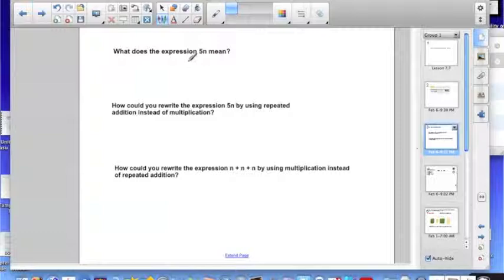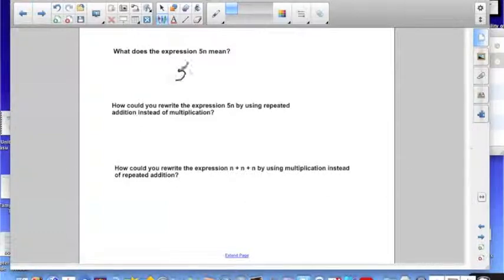What does the expression 5n mean? It means 5 times n. You're multiplying the coefficient times the variable. And remember that multiplication is just repeated addition. So we could also write 5n as n plus n plus n plus n plus n, and we have 5 n's.